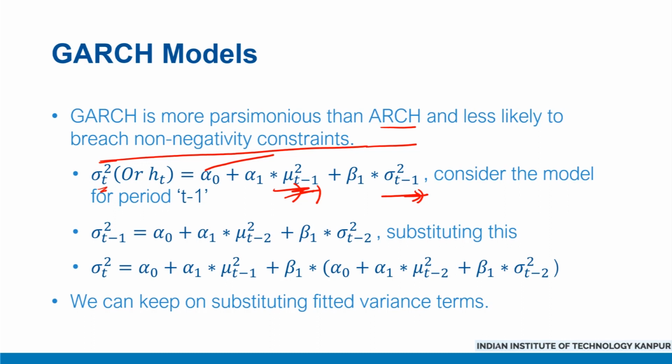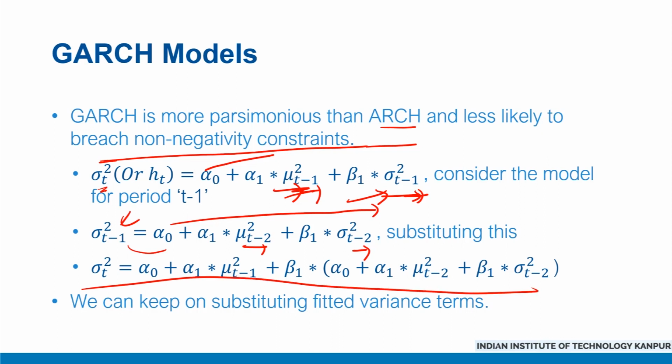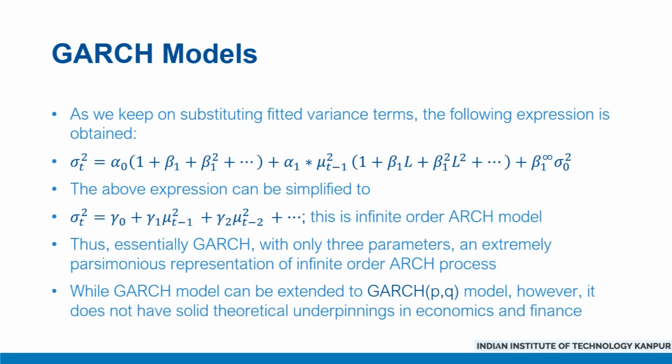Now you can simply substitute for sigma square t minus 1 in the same manner to get it in the form of mu square t minus 2 and sigma square t minus 2. These values can be substituted further, resulting in this kind of model. And as you would have now guessed, we can keep on substituting fitted variance terms like this. When I use the words fitted variance, this is nothing but sigma square t or its different variants.